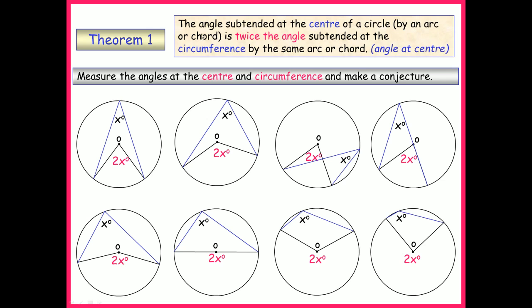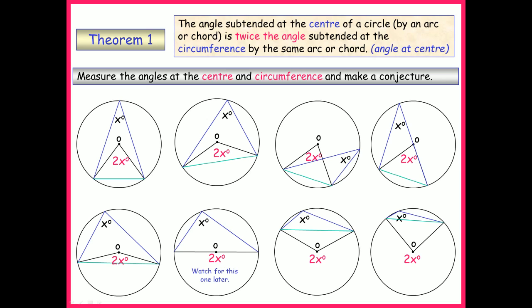Okay, so we say the angle subtended at the centre of the circle by an arc or chord is twice the angle subtended at the circumference by the same arc or chord. Angle at the centre. And those are all the ways that you can represent it. And this is one of the things that makes circle theorems so hard, is because it looks totally different so many ways.